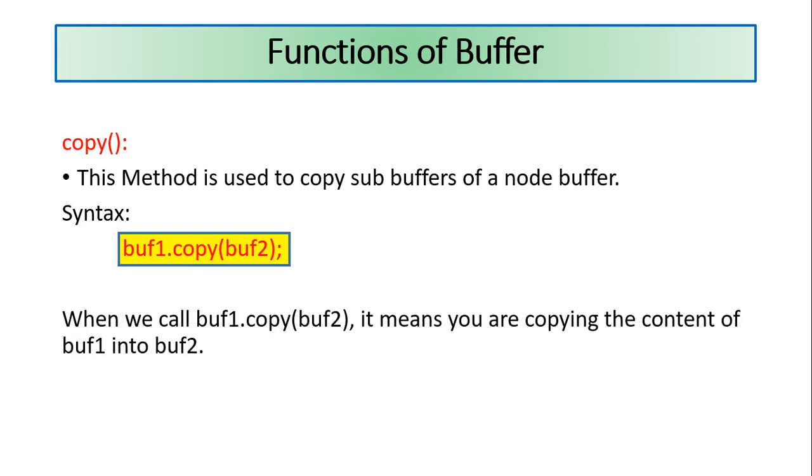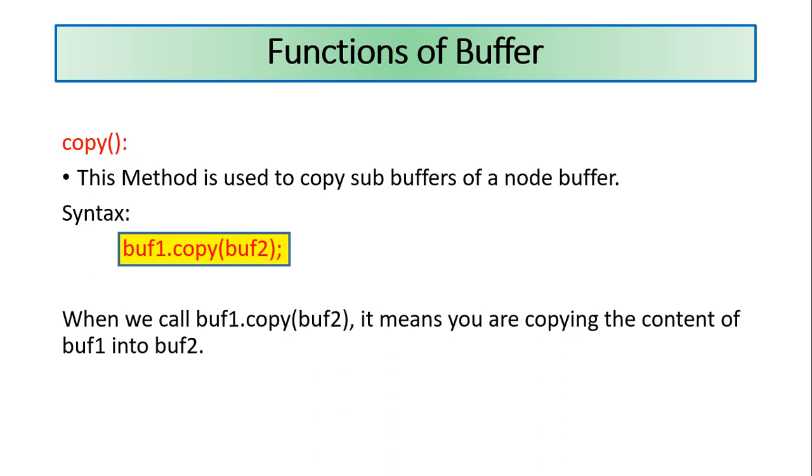Now the next function is the copy function. This function is used to copy a sub-buffer of a Node.js buffer. Talking about the syntax, here we are using two buffers, buffer1 and buffer2. By using the buffer1 object we call the copy method, and inside this copy method we use the buffer2 object.